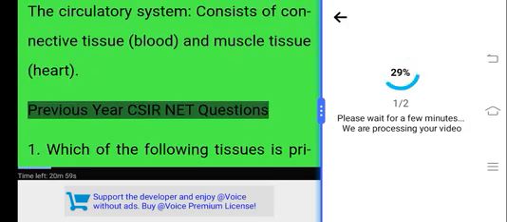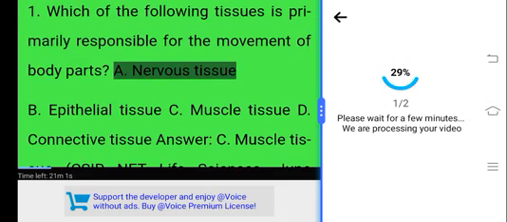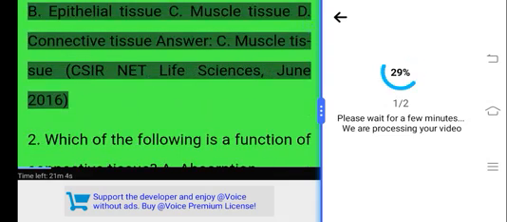Previous year CSIR NET questions. 1. Which of the following tissues is primarily responsible for the movement of body parts? A. Nervous tissue. B. Epithelial tissue. C. Muscle tissue. D. Connective tissue. Answer: C. Muscle tissue. CSIR NET Life Sciences, June 2016.